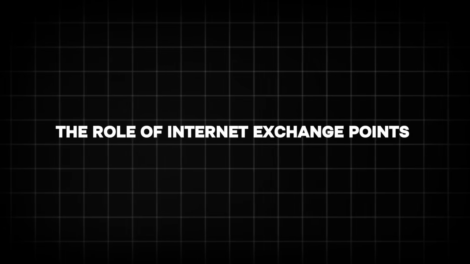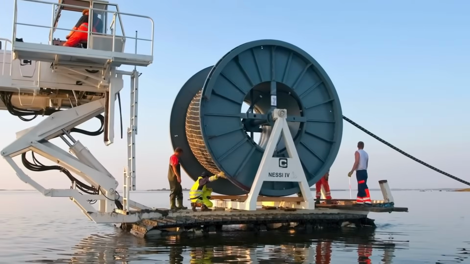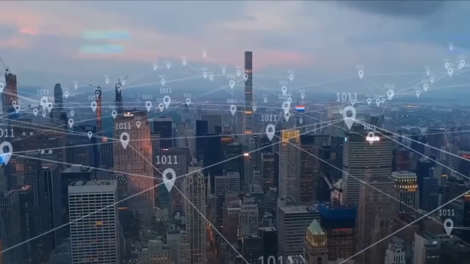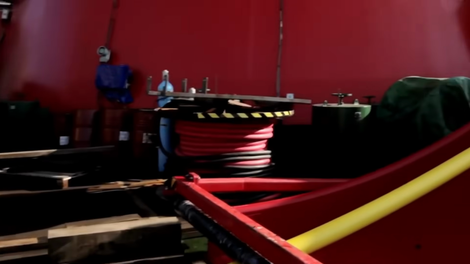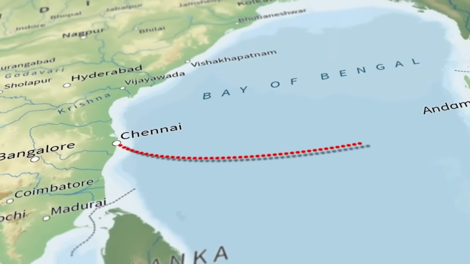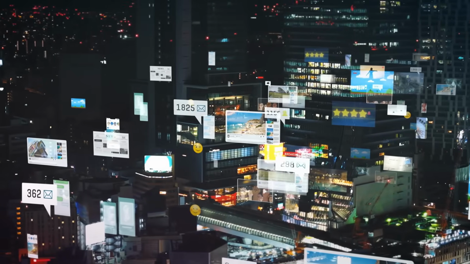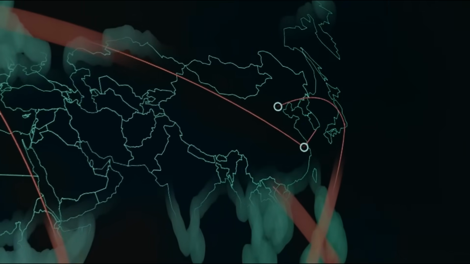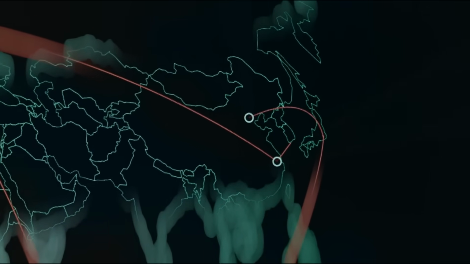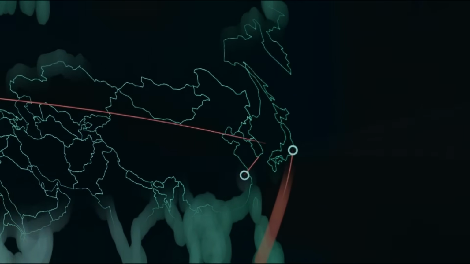The role of internet exchange points. While undersea cables connect continents, internet exchange points, IXPs, connect networks within cities and countries. IXPs are physical locations where different internet service providers, ISPs, and networks exchange traffic directly. This reduces the distance data must travel, decreases latency, and increases efficiency.